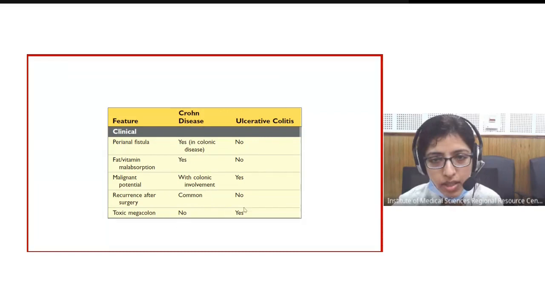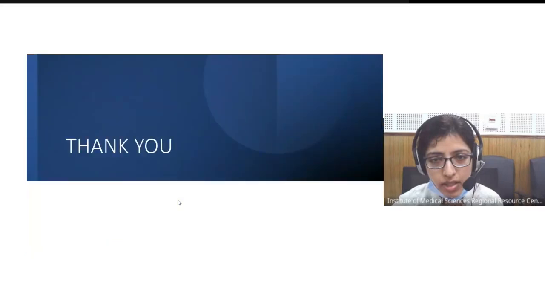Toxic megacolon is a feature of ulcerative colitis and not of Crohn's disease. This table is from the Robbins textbook. And so with this, we conclude the topic of inflammatory bowel disease.